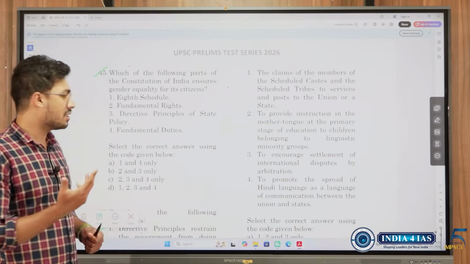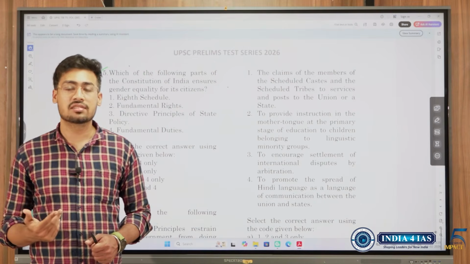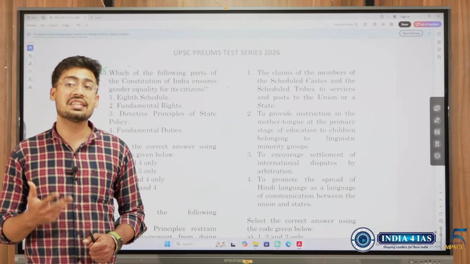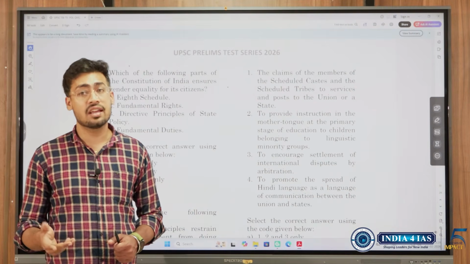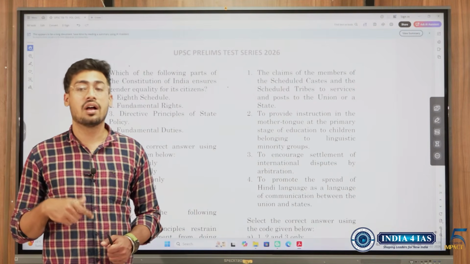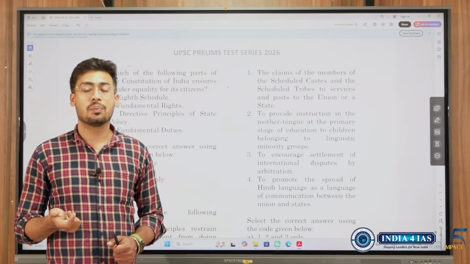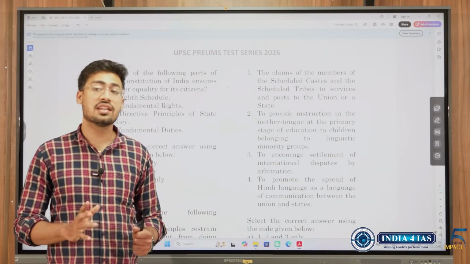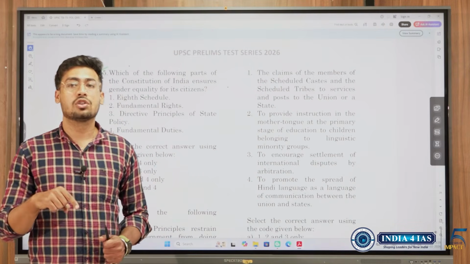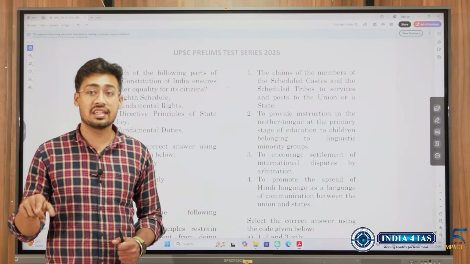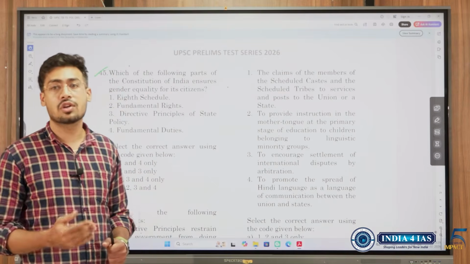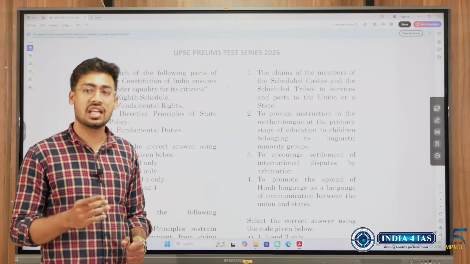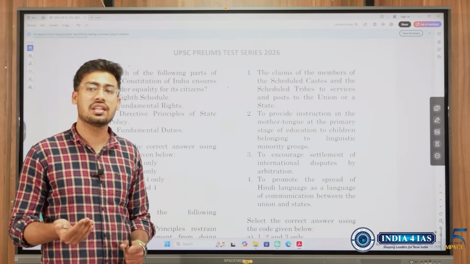For example, if the question asks which of the following articles deals with the welfare of SC, ST or tribals, then you have to recall the articles. Article 46 provides affirmative action to SC, ST. So from such articles, yes, DPSP does support uplifting the vulnerable such as SC, ST. So it is good to know the articles of fundamental rights, fundamental duties and DPSP. It helps in Mains and also in Prelims.